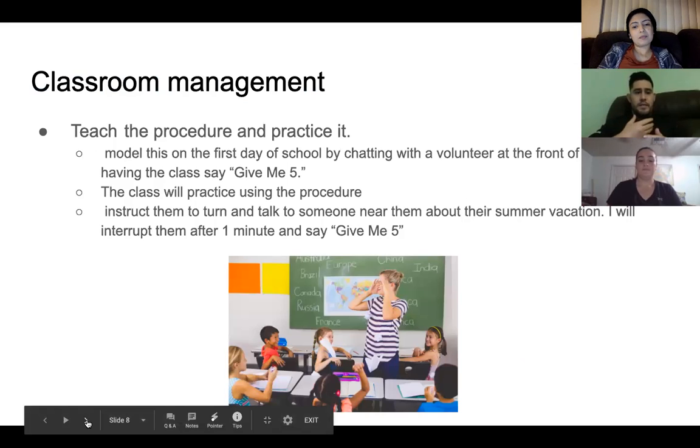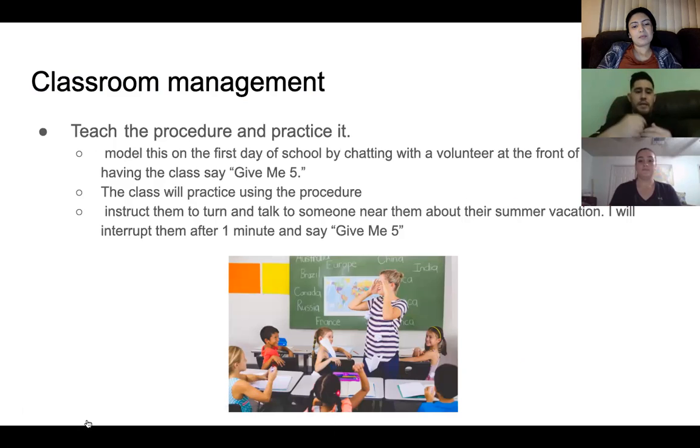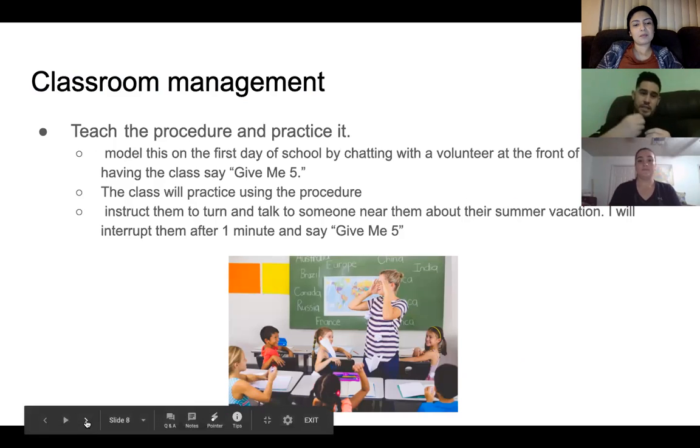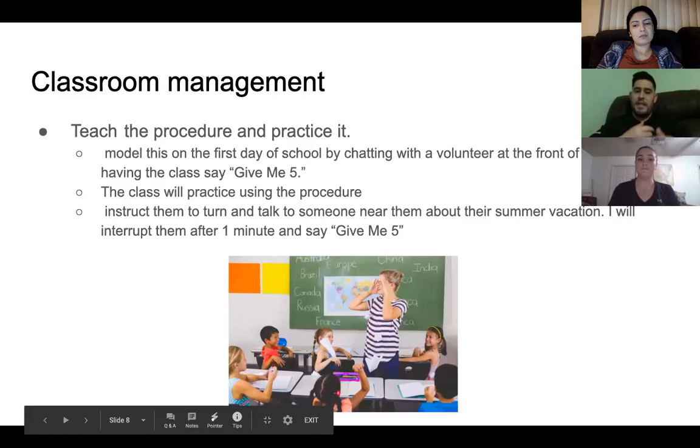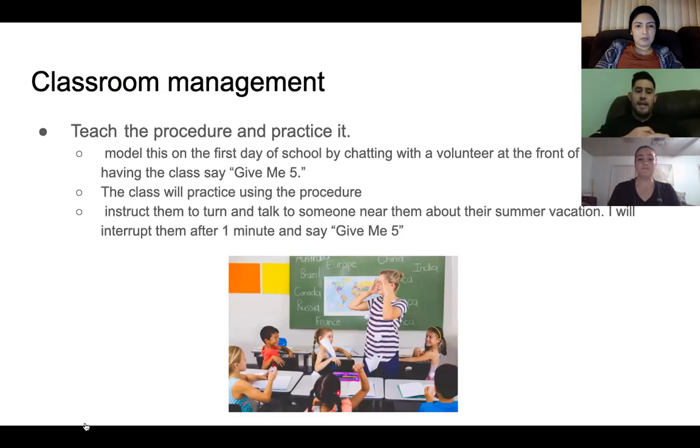So the model: teach the process and practice it. So for example, model this on the first day of school by chatting with volunteers at the front of the classroom and having the class say, give me five. So by giving five, students already would know that they would have to stop talking and look at the teacher and quiet down. So having them practice this will have them know what they have to do.